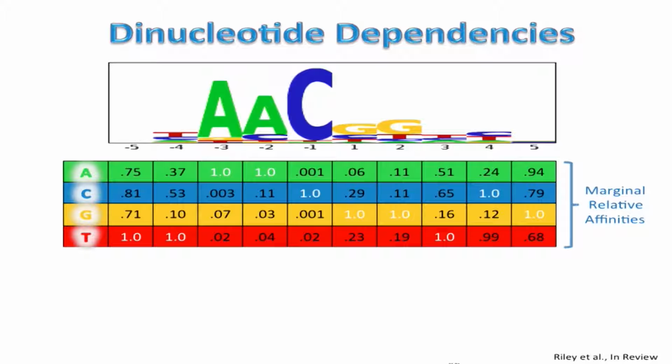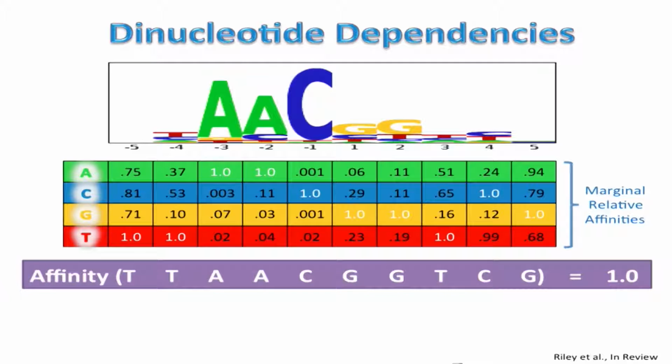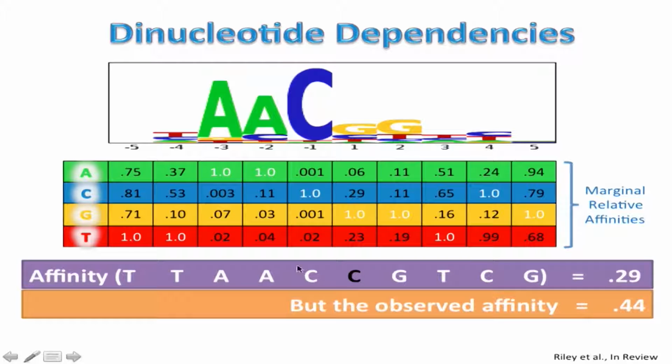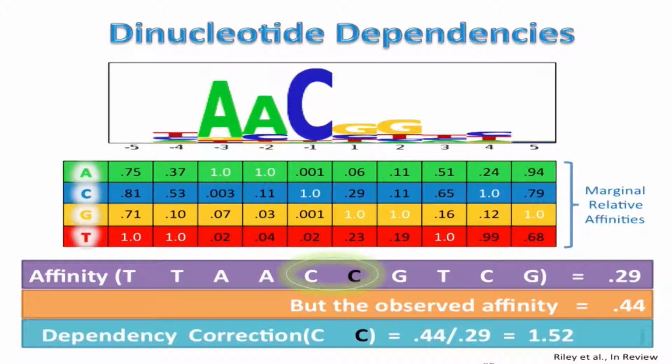And what if, every time we saw across the sequence a CC in the center of the binding site, we saw the same sort of discrepancy, where we were off by roughly 50% between our estimated affinity and our observed affinity? Then we can say, okay, what's happening there is that there's a dependency in the matrix, and here our positional independence assumption is breaking down.